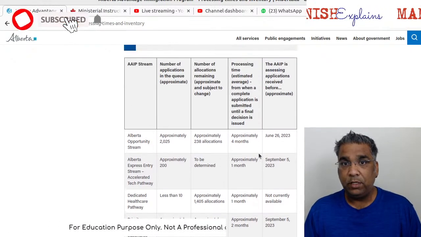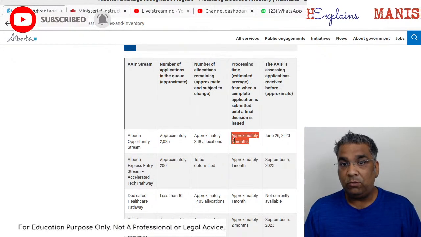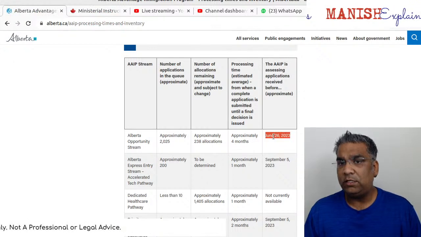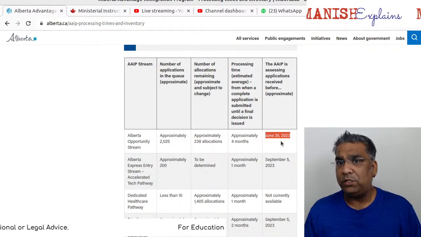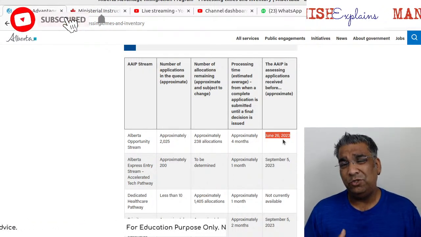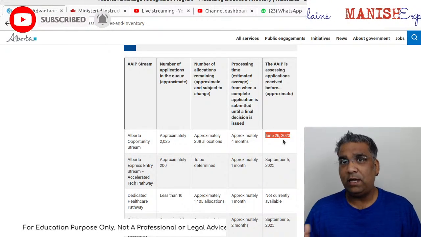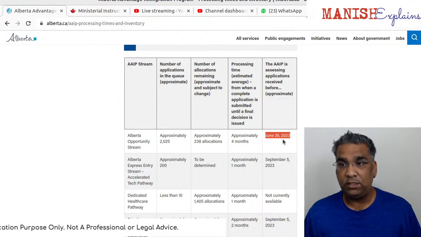Processing time is almost 4 months now, which is true. They are still processing applications as of 26 June approximately. So July, August, September. Yeah, so they are kind of backed up by 3 months here.